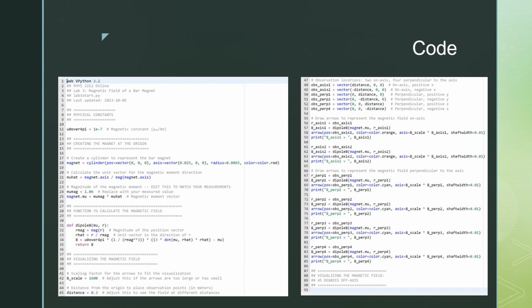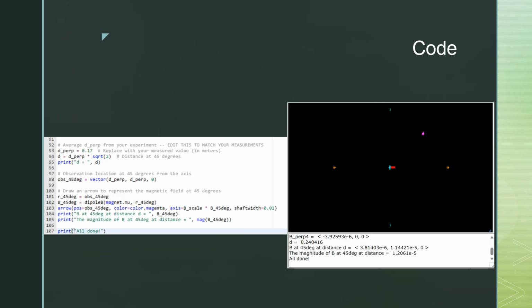We also wrote a code to calculate the magnetic field at a 45-degree angle from the axis. The code used the dipole moment and distance to predict the field strength. The results matched our experiment observations, confirming the accuracy of our calculations. Here's the rest of our code and our diagram.